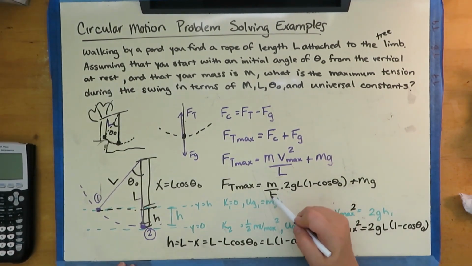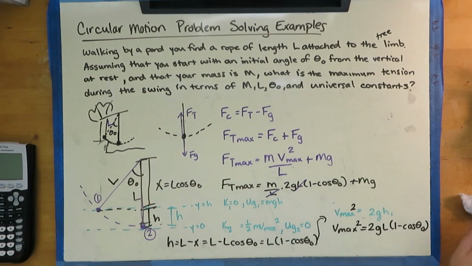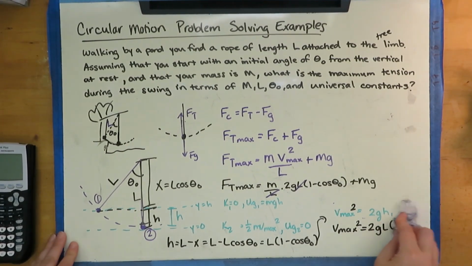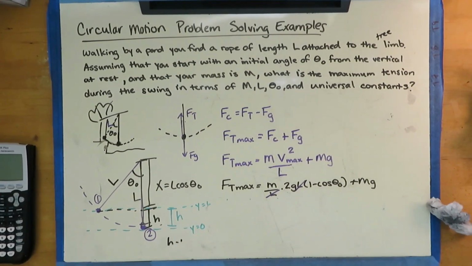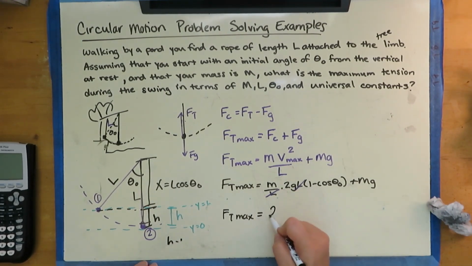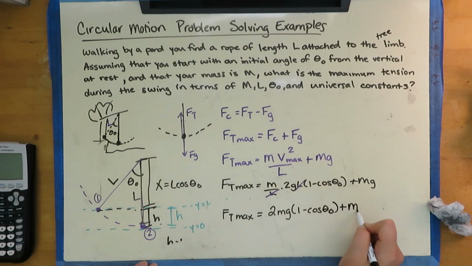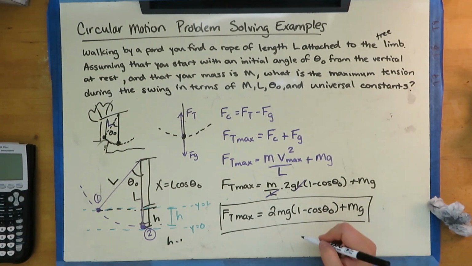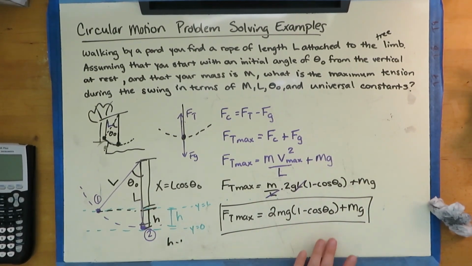And I find here that actually the L cancels out of the equation. So the length of the string doesn't actually matter at all. The mass still does. Mass matters a lot because the bigger the mass, the more tension you're going to have pulling on it. So I get F_T max is equal to 2 m g times 1 minus cosine of theta 0 plus m g. So basically this tells us that the bigger the mass, the bigger the tension is going to be at the bottom, and you can go from there. You can analyze the effect of the angle if you wanted, on what happens and so forth.